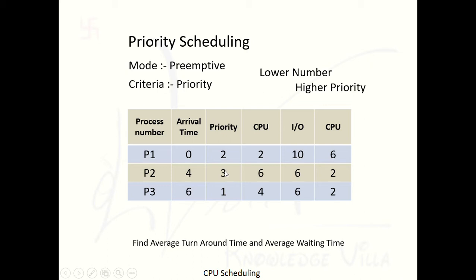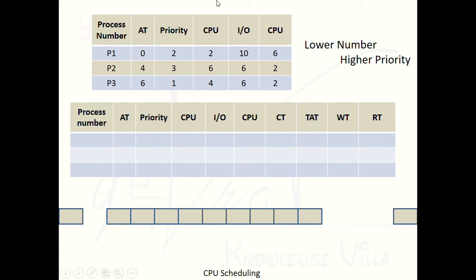Let's start calculating average turnaround time and average waiting time. Let's see here, this is our data table given as data, and this is our Gantt chart. Here I am dividing the entire Gantt chart into different slots of 2 time units. As per the data given in the example, it is feasible. If you want to divide your Gantt chart into single time units, you can also divide it by 1 time unit.